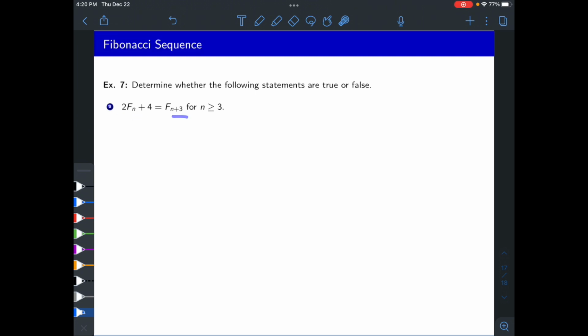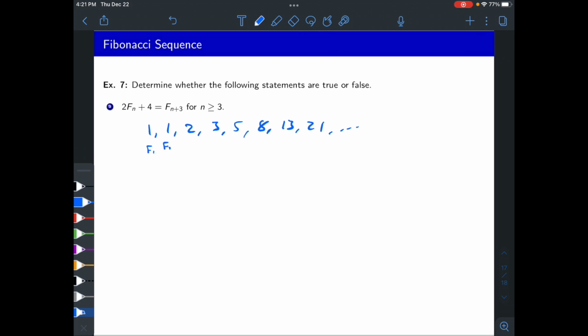2f_n plus 4 is equal to f_{n+3} for n greater than or equal to 3. When I say for n greater than or equal to 3, I mean for all n greater than or equal to 3. Okay. So let's list out our sequence again: 1, 1, 2, 3, 2 plus 3 is 5, 3 plus 5 is 8, 5 plus 8 is 13, and so on.